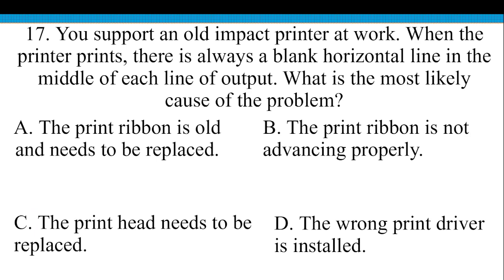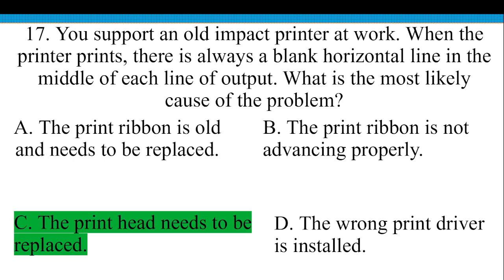Question number 17. You support an old impact printer at work. When the printer prints, there is always a blank horizontal line in the middle of each line of output. What is the most likely cause of the problem? A. The print ribbon is old and needs to be replaced. B. The print ribbon is not advancing properly. C. The print head needs to be replaced. D. The wrong print driver is installed.